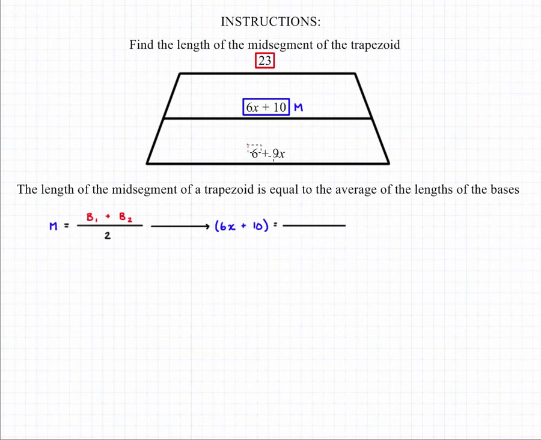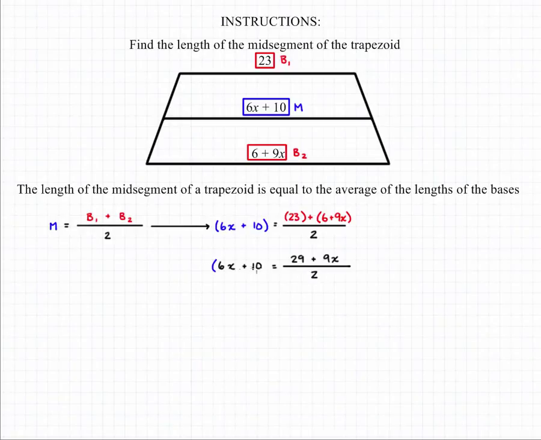But we can plug the information that we're given, where the midsegment equals 6x + 10, into our equation. Base 1 is equal to 23, and base 2 has a length of 6 + 9x. And we can take the average of that by dividing it by 2. We can remove the parentheses, and then we can begin to manipulate this equation.